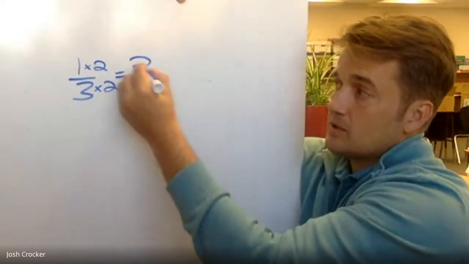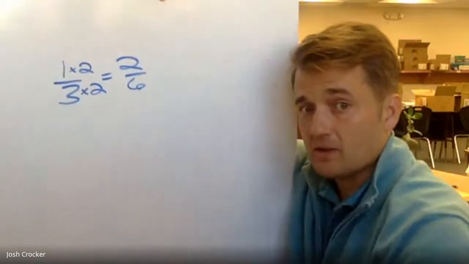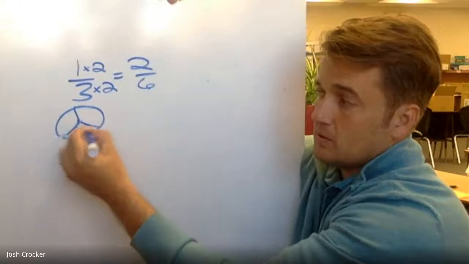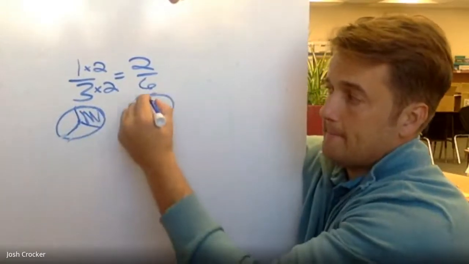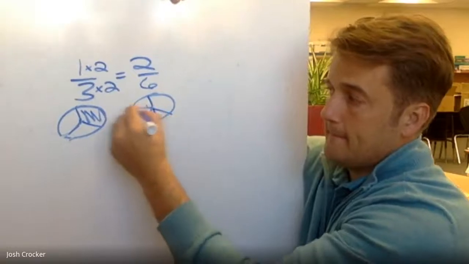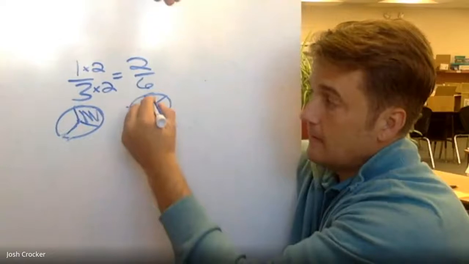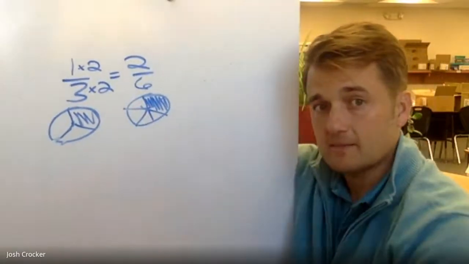1 times 2 is 2. 3 times 2 is 6. Those two fractions are equivalent. And I can test it out by drawing a picture. 1/3. Those are sixths now. 2/6 is about the same as 1/3.